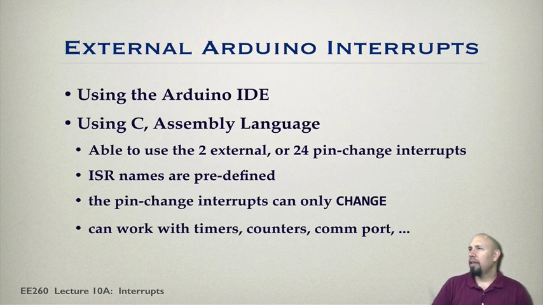Okay, so again, using C in assembly language, we're able to use the 2 external or the 24 pin change interrupts. In many cases, the interrupt service routine names are predefined. And the pin change interrupts can only work with change. They don't work with rising edge and falling edges. They only work with change. And all of these can work with timers, counters, the COM ports, etc.